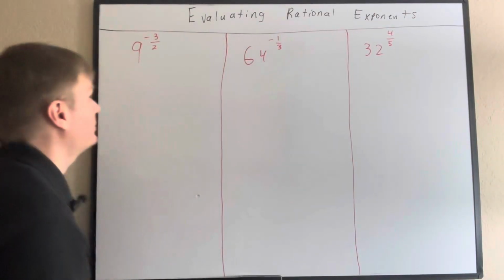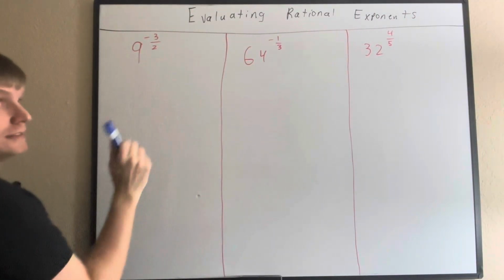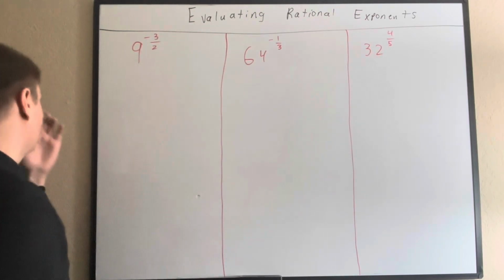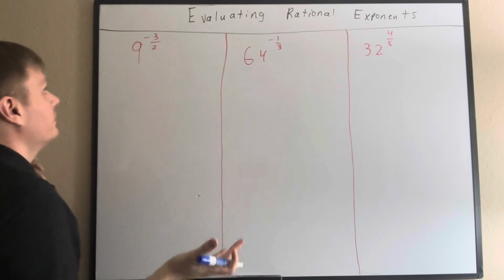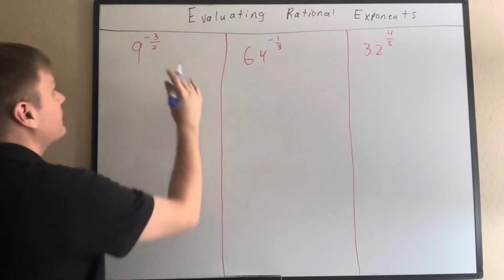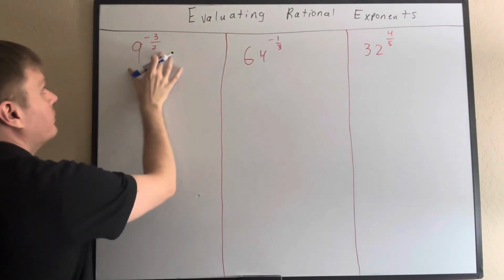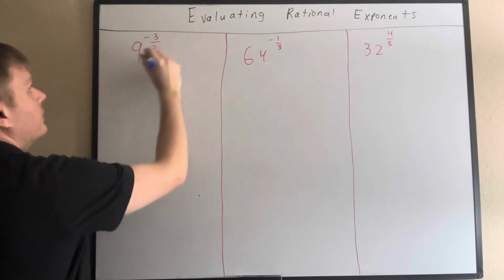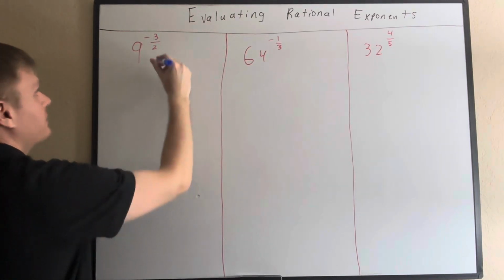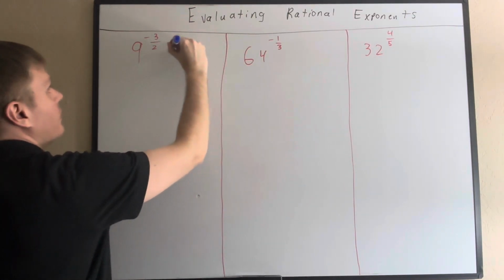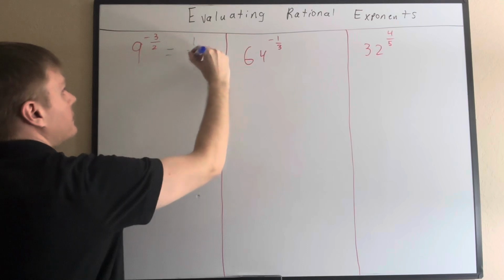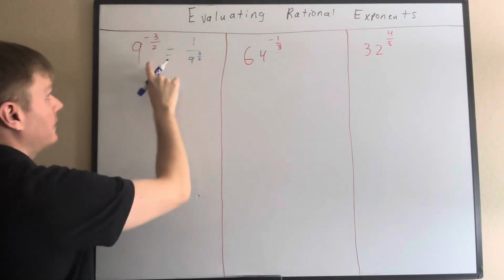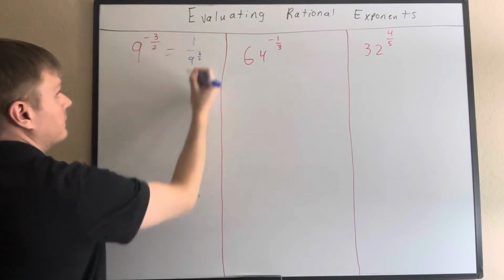All right, let's do a few more examples. A couple of them will have negative exponents, but don't worry about that. Because when you have a negative exponent, all you're doing is taking the reciprocal of what you have and you get a positive exponent, right? So 9 to the negative 3/2 is the same as 1 over 9 to the 3/2, positive 3/2. Same thing.